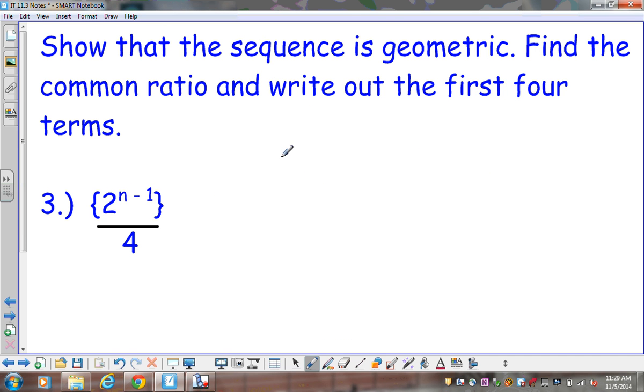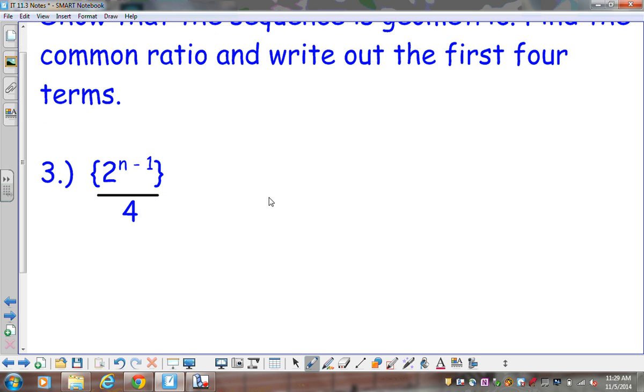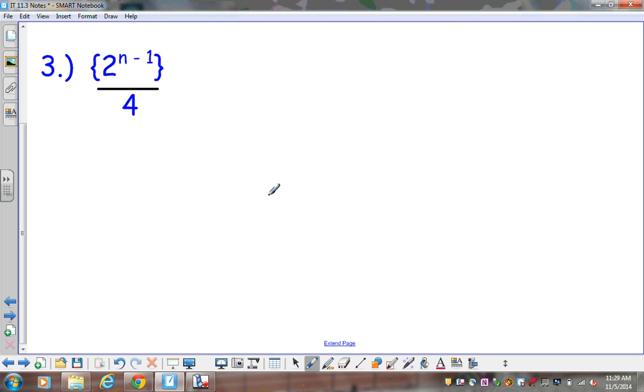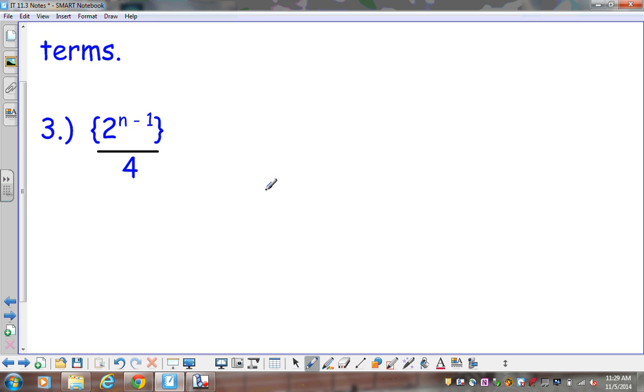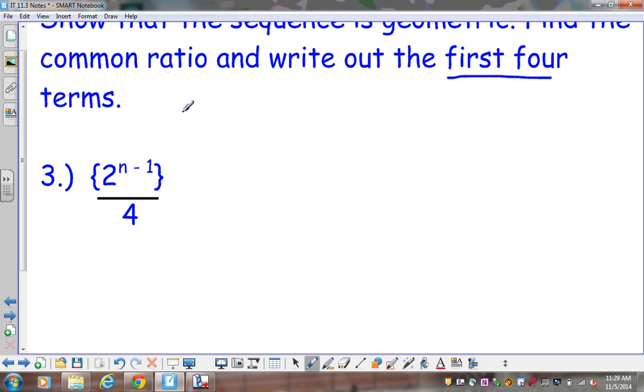All right, so let's look at our next example. It says show that the sequence is geometric. So I've got to show that there is in fact a common ratio. And then it says find the common ratio and then write out the first four terms. So first, let me just find my first four terms since that's what they're asking for. Then once I find those, I'll use them to make sure I do in fact have a common ratio, which means it's geometric.